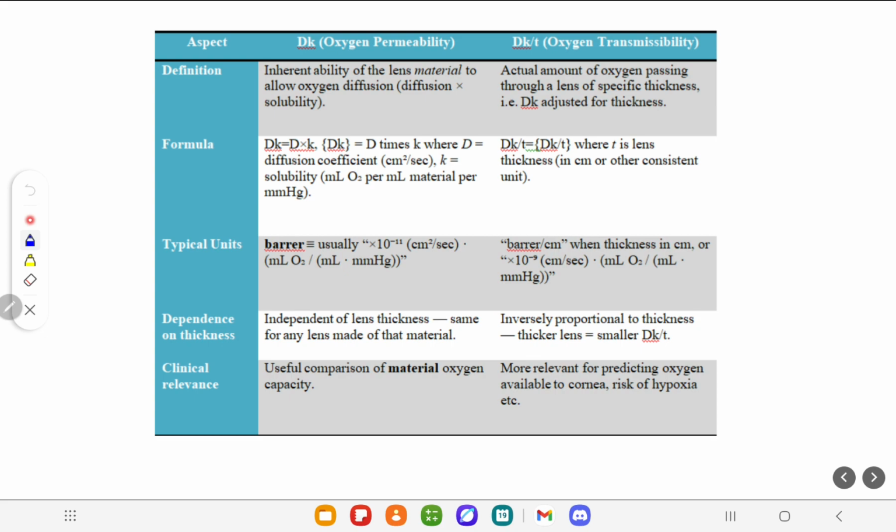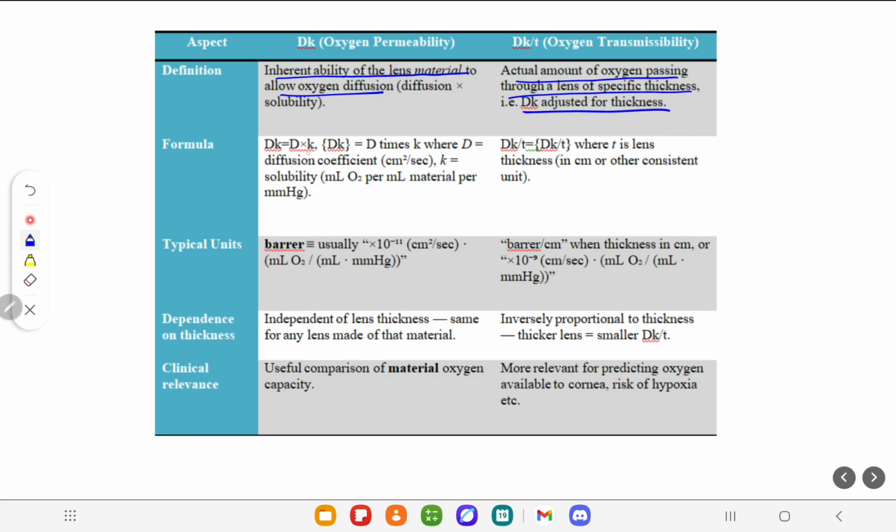So I've tried to discuss a few differences between Dk and Dk/t. See, Dk is the inherent ability of the lens material to allow oxygen diffusion and solubility. At the same time, Dk/t is the actual amount of oxygen passing through the lens of a specific thickness, because thickness is dependent on the specific contact lens. I have already told you the example of minus 10 and plus 10. So Dk/t is Dk adjusted for thickness.